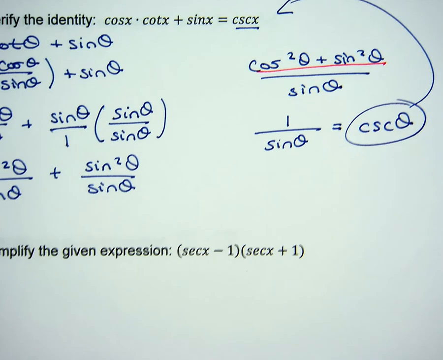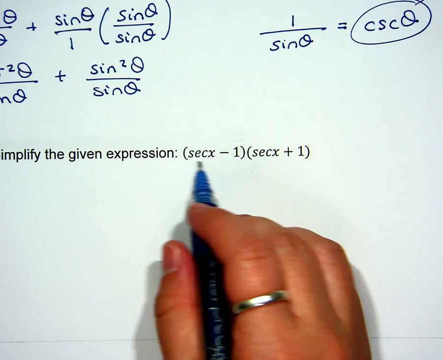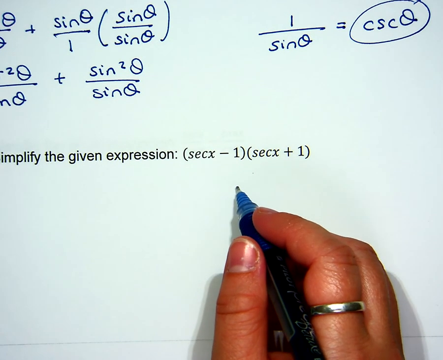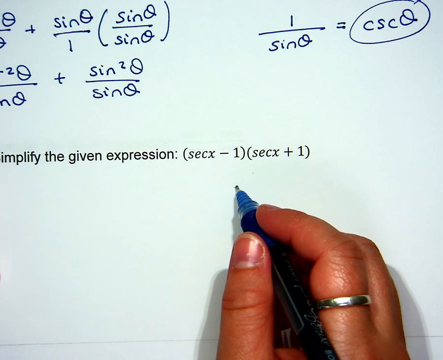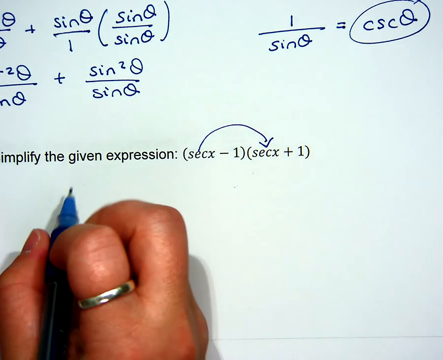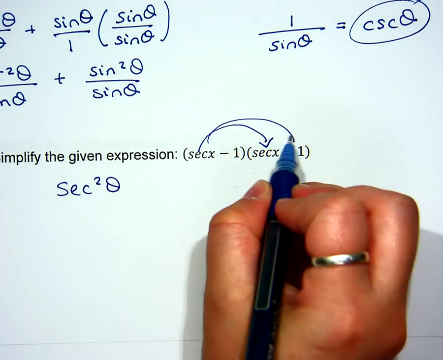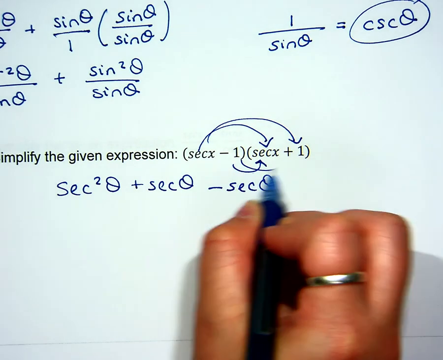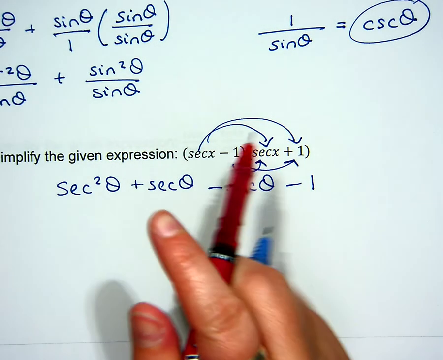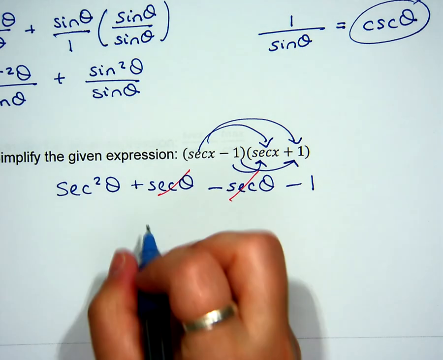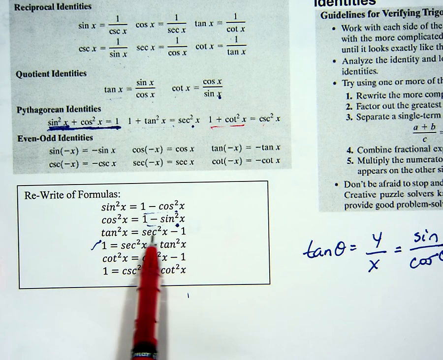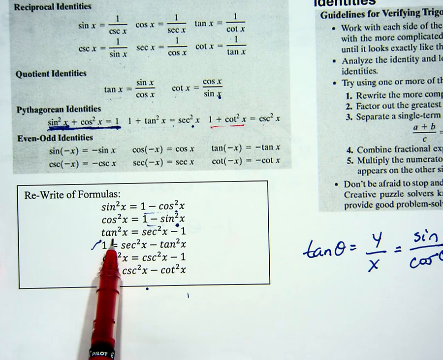Let's do another one. Whenever you have a parenthesis times parenthesis, just go ahead and multiply it out. This is two binomials multiplied together. You're just going to FOIL them. So we've got secant squared plus secant minus secant minus 1. Positive secant and negative secant, that goes away. Secant squared minus 1. Oh, there's a 1. Might be special. Let me go check. Secant squared minus 1 is equal to tangent squared.